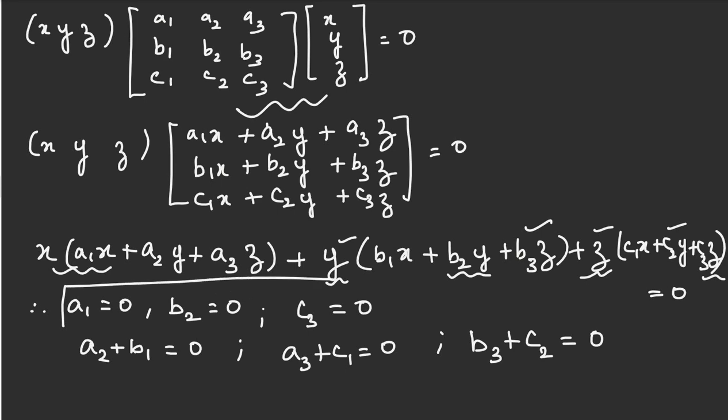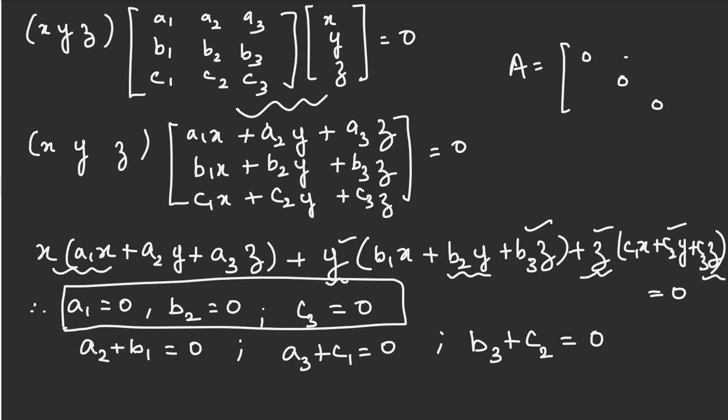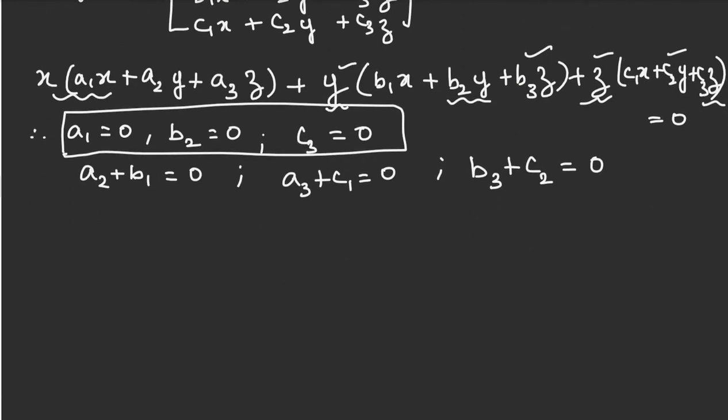In the matrix A, which is a 3 by 3 matrix, A1 is 0, B2 is 0, C3 is 0 here. Therefore, it is a skew symmetric matrix. It can be said that A is a skew symmetric matrix.